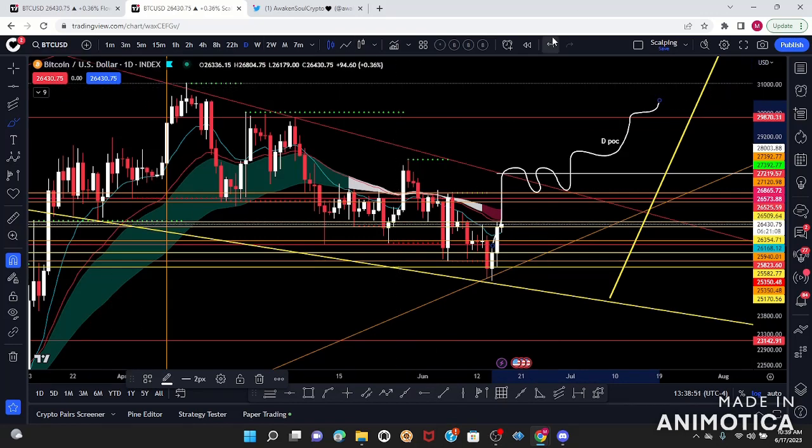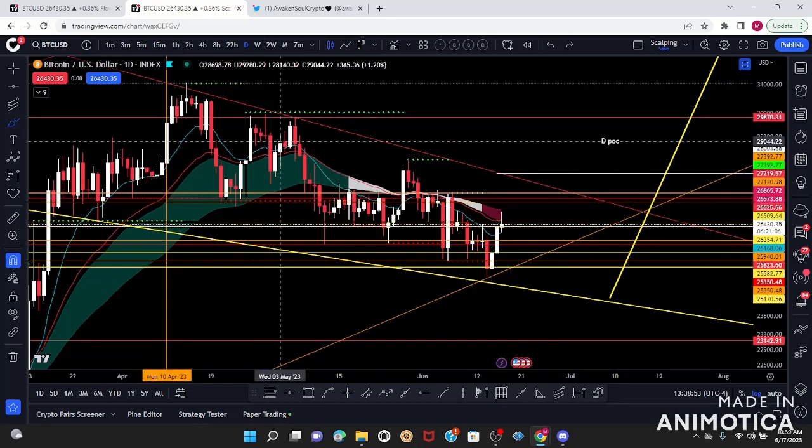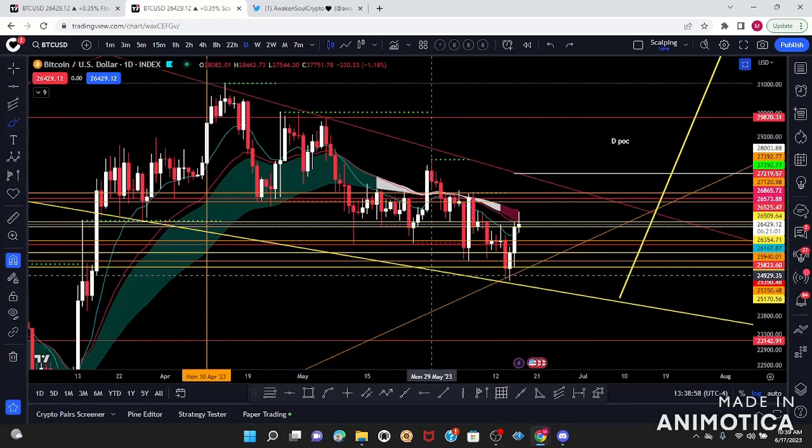The reason I'm not considering longs as a trader, I am a scalper too, but as a day trader, is because we're in a downtrend on the daily.